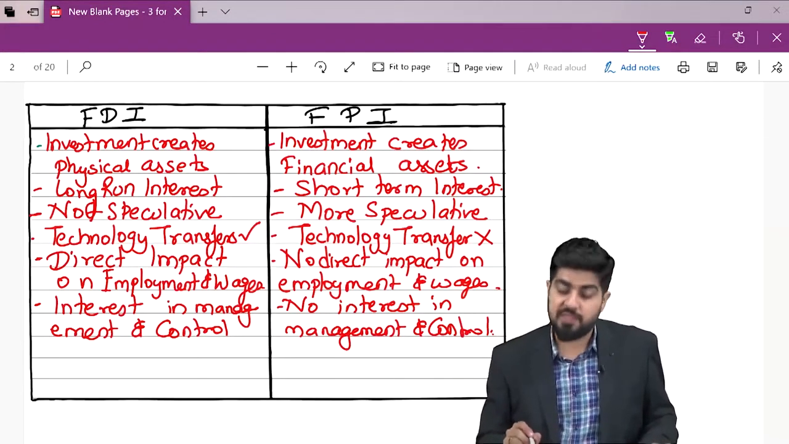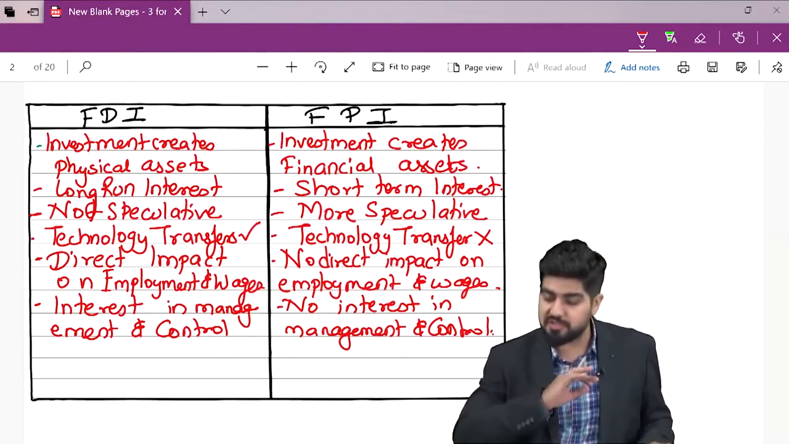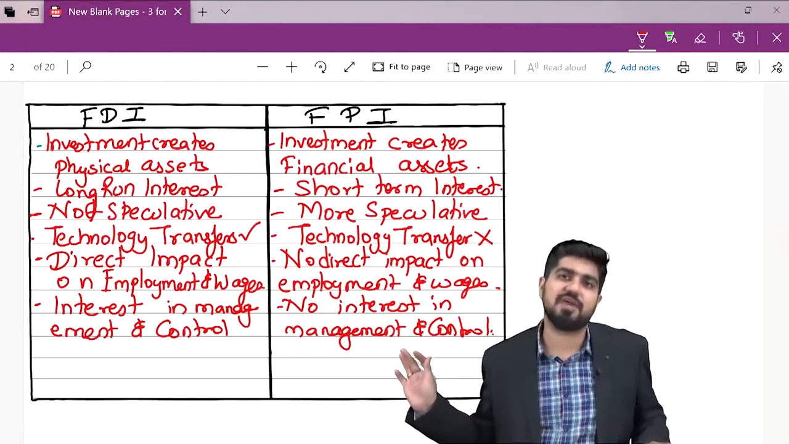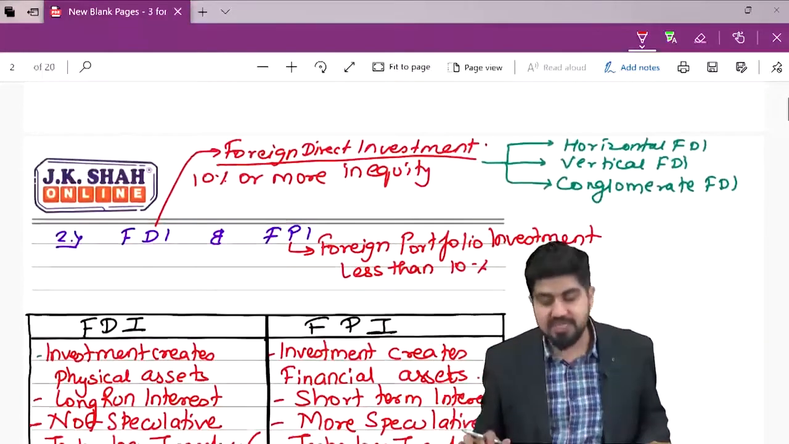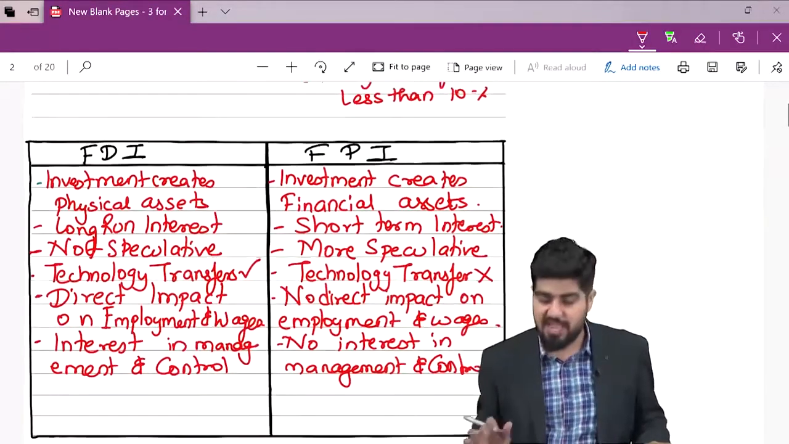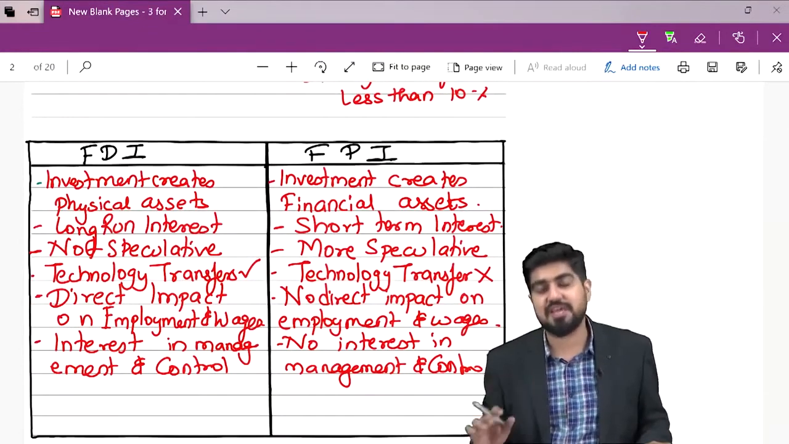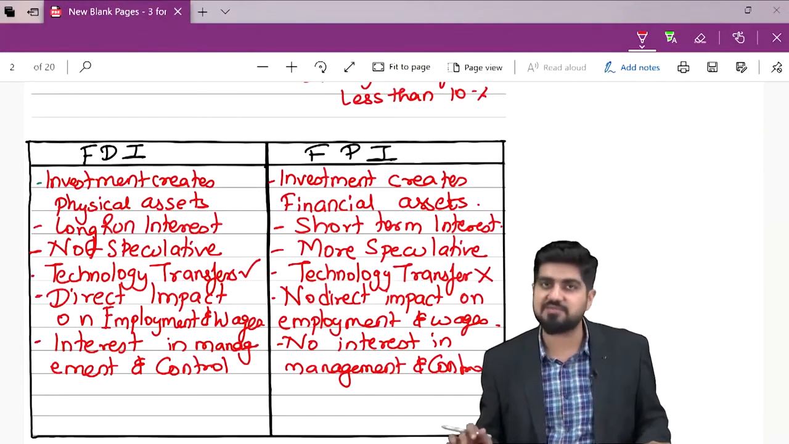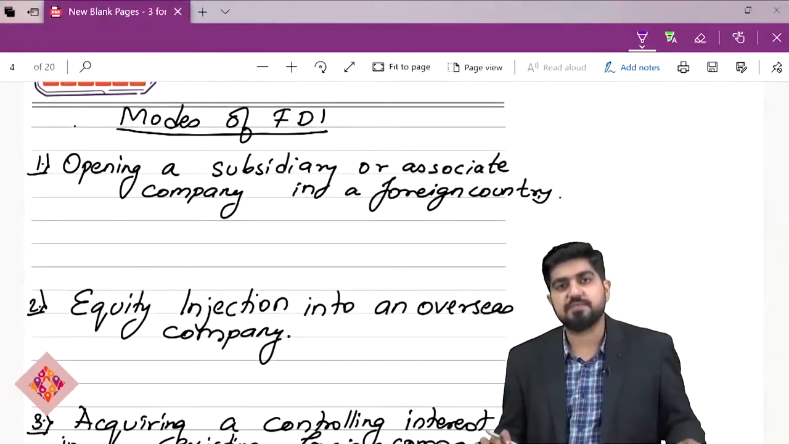If you remember this many points, you are done with FDI and FPI, I would say. You need not remember anything else, just the meaning of foreign direct investment and foreign portfolio investment and the difference between both of these. Now that completes our second part in this unit, FDI as well as FPI. Let's go ahead, friends.